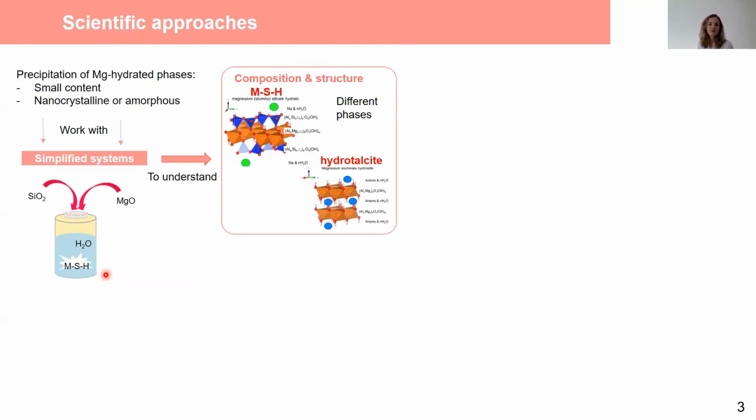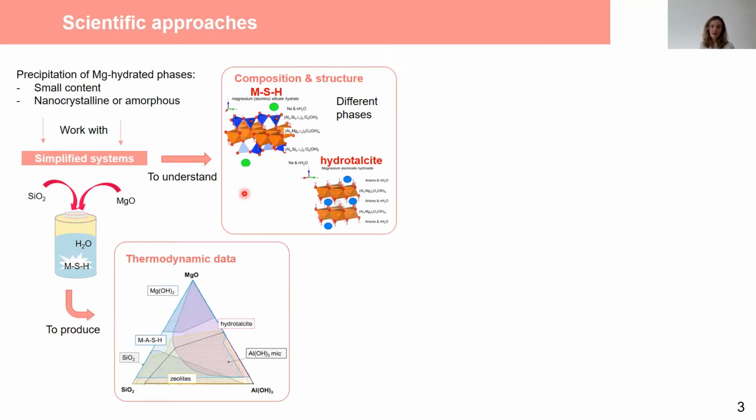And working with a simplified system allows us to synthesize what we want to isolate, the phase we want to isolate, and we can look at the structure, and we can also understand the range of composition of those phases. At the same time, when we analyze a solution at equilibrium with a solid, we can adapt and produce new thermodynamic data to implement the database and to improve the modeling.